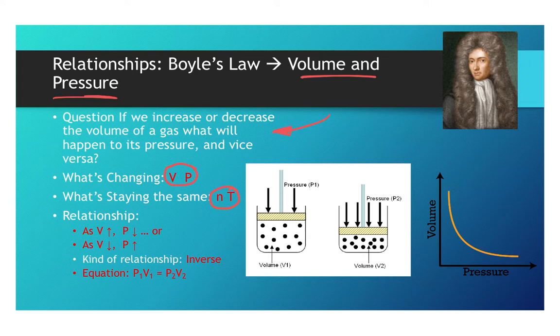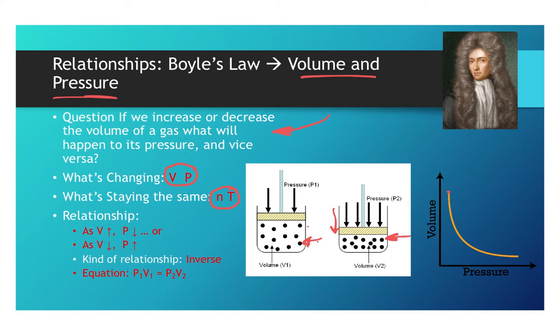All right, and so we can think about it using this picture over here. If here are my particles inside a container, and I lower the volume by pushing this piston down, you'll notice that the gas particles inside are now much closer to one another, and so they're going to start colliding with one another more, and that means they're going to create more pressure. So as volume goes up, pressure gets smaller. As volume goes down, pressure gets bigger.